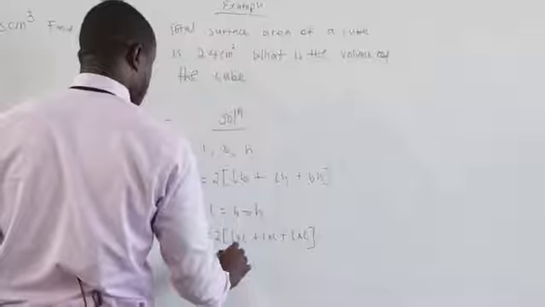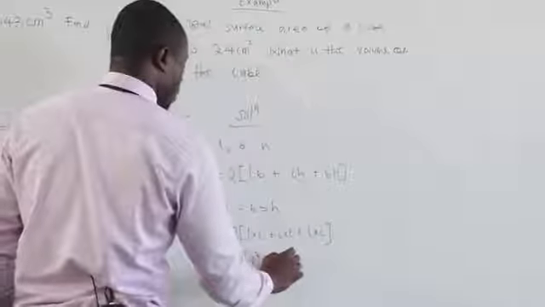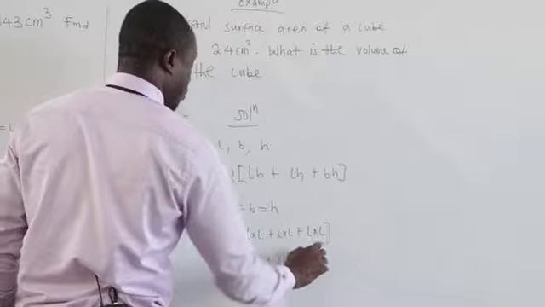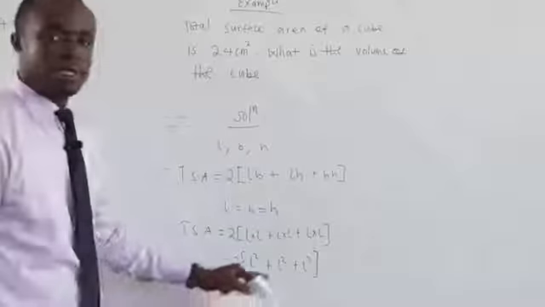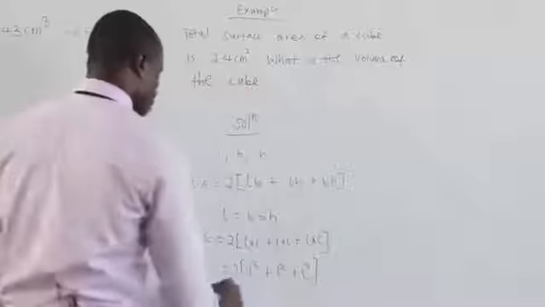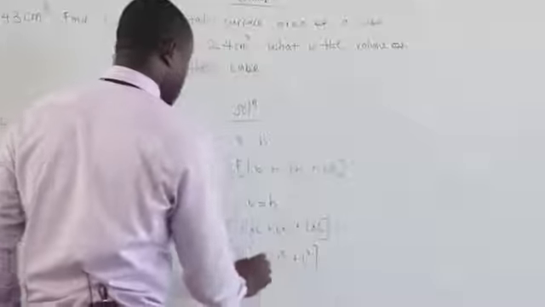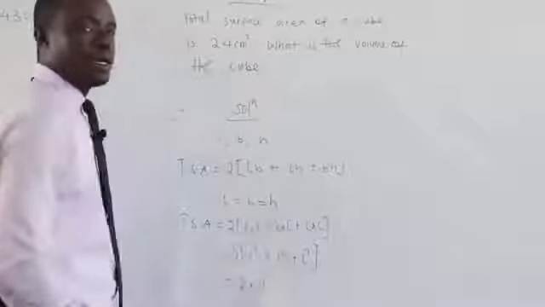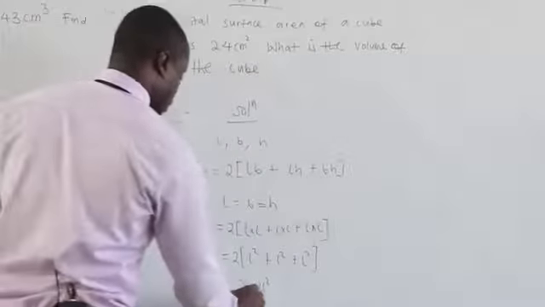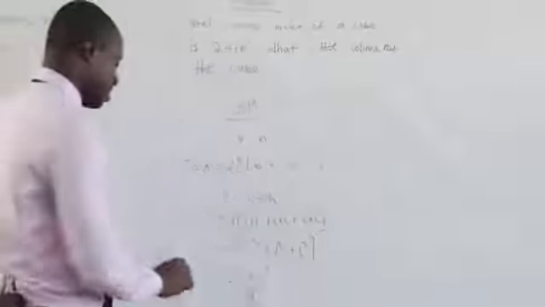Now, we have 2 outside. L times L, that is L square, L square, L square. Now L square plus L square is 2L square, plus L square, that is 3L square. So we have 2 times 3L square, and this is equal to 6L square. That is our total surface area.